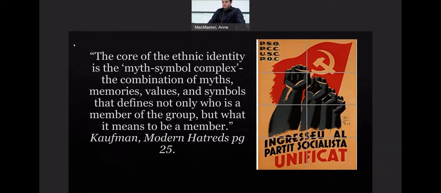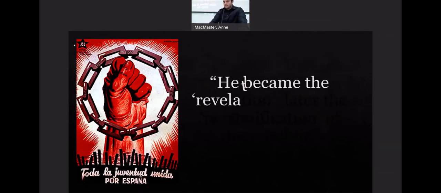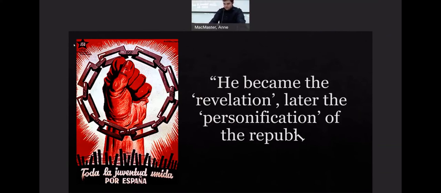According to Spanish Civil War historians, Azana was the symbol for the Republic and the left. He became the revelation, later the personification of the Republic. So when Azana gave a speech in 1931 saying that Spain was no longer Catholic, it served to be a very strong message. When the personification of the left says that Spain is no longer Catholic, it forces the opposition party to take the opposite stance.